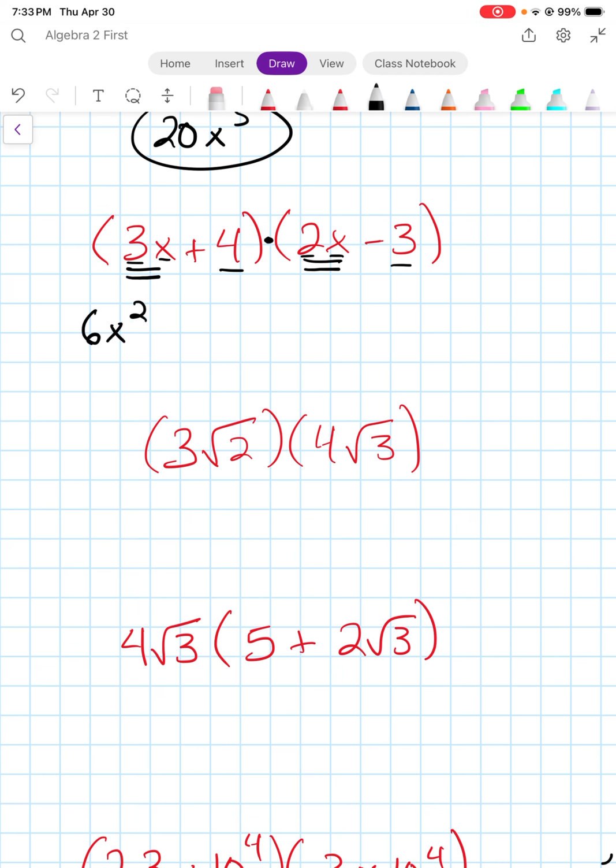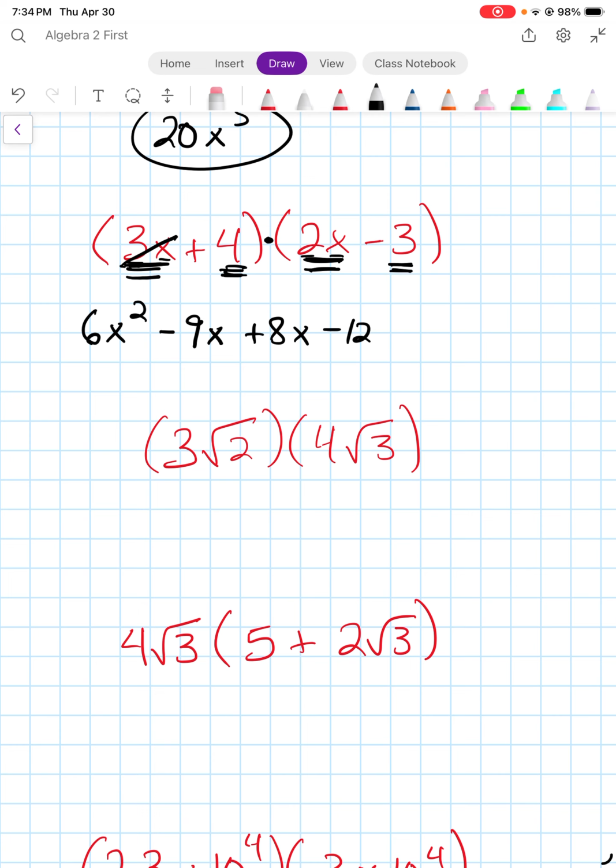3x then is going to be multiplied by a negative 3. We're going to multiply the 3 with a negative 3, which gives us a negative 9. The x combines with nothing, so you leave it just plain x. We're done with that. We're now going to multiply 4 times both of them. 4 times 2x, 4 times the 2 gives you an 8. Leave the x alone. It combines with nothing. And then 4 times a negative 3 gives you a negative 12.